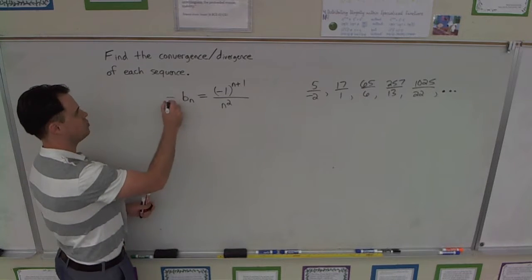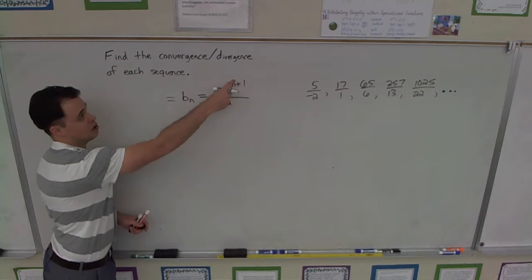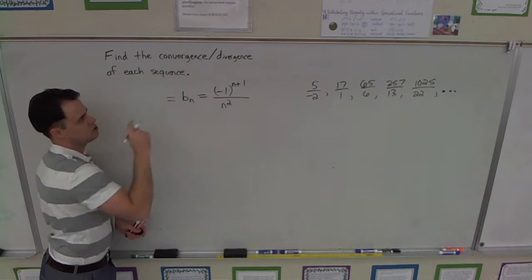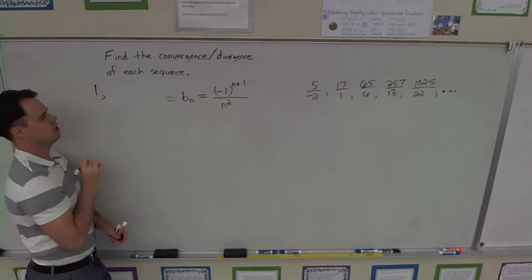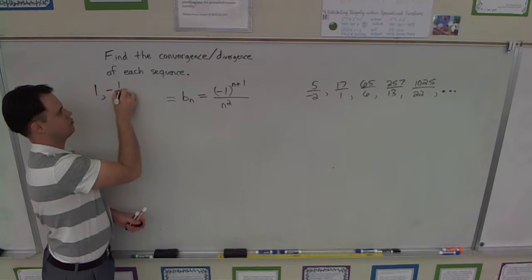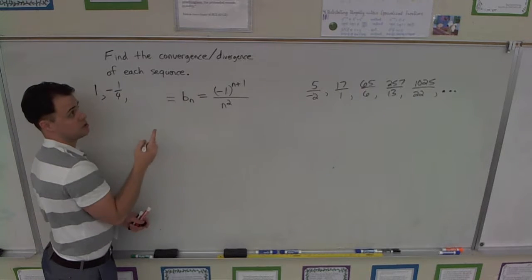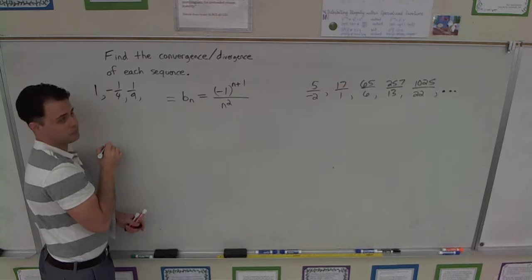So what would b sub n be as a list? If we plug in 1, what do we get? This is an alternator, right? That makes you go positive, negative. So if you put 1 in, you get squared, so it's positive. 1 over 1 squared is 1. Okay? If you put 2 in, cubed, negative. Negative 1/4. Put 3 in. It's going to be back to positive because 3 plus 1 is 4th power. 1/9. If you put 4 in.